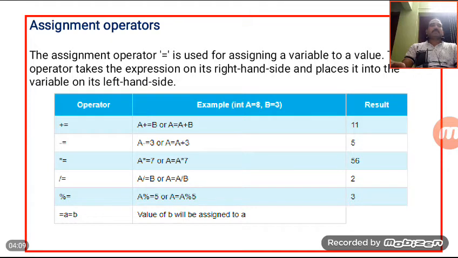Next operator is the assignment operator. The assignment operator, the equal to sign, is used for assigning a value to a variable. This operator takes the expression on its right hand side and places it into the variable on its left hand side. For example, m = 5. It also supports compound assignment operators. The table shows different types of assignment operators with examples and their results.